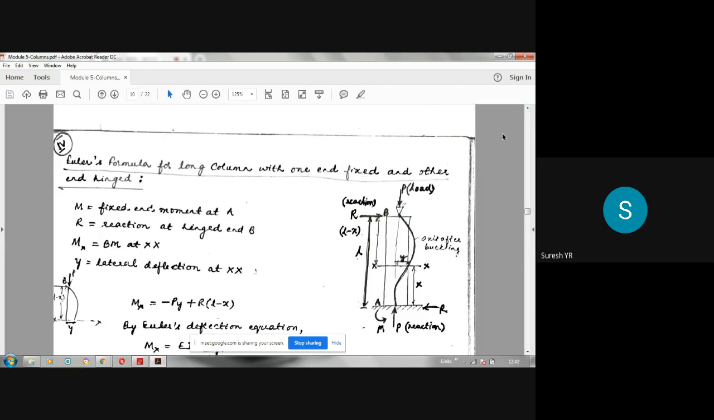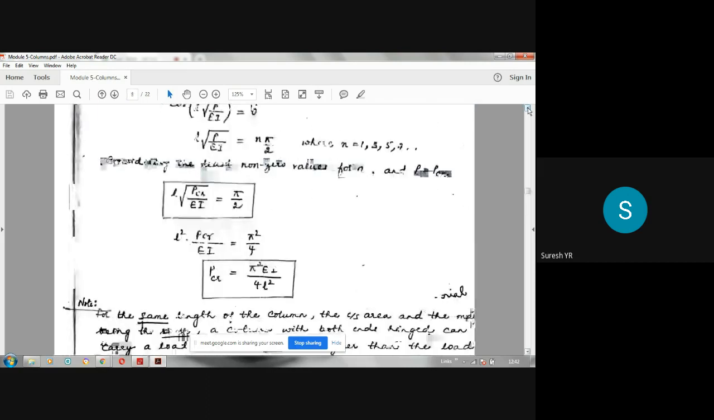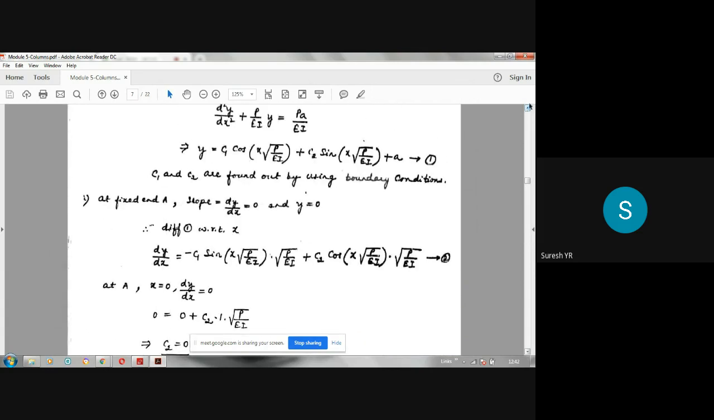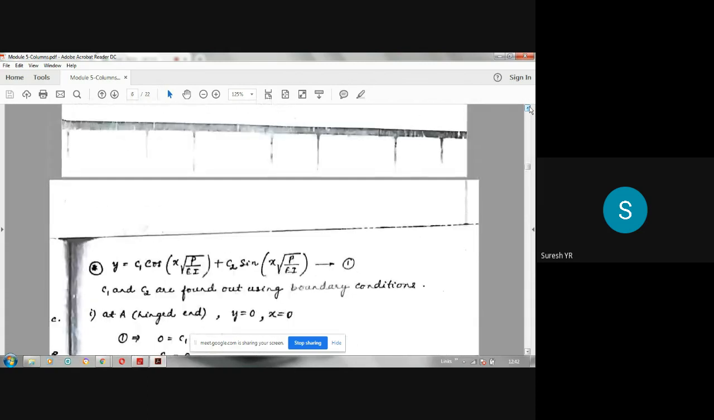What I wanted to tell you is, today I have discussed 3 derivations. All 3 are Euler's equation only, but based on different end conditions: both ends hinged, one end fixed and one end free, and both ends fixed. So we have calculated the Euler's buckling load, the minimum load before the buckling starts in a long column. Only difference is, please note, the expression for Mx, the bending moment expression, is different.